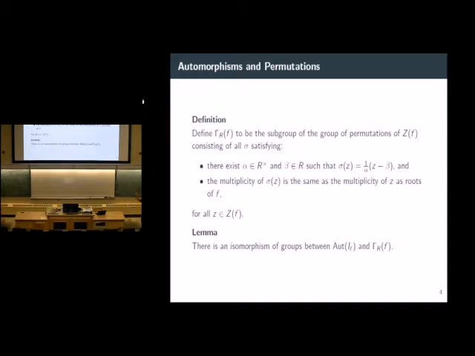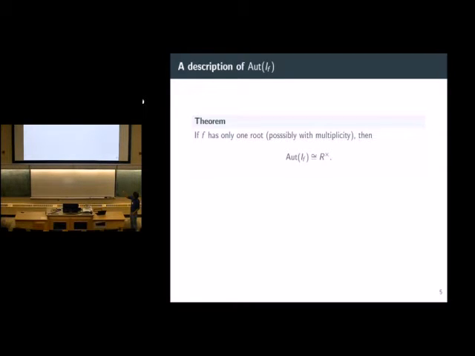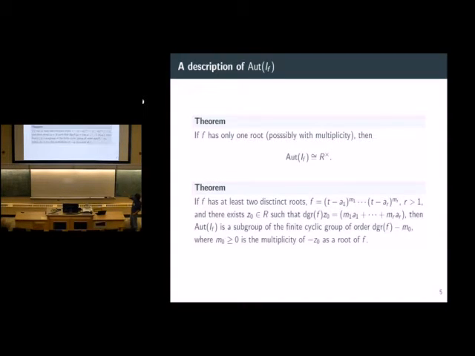Okay, so what are the main results? Well, if f has only one root, with maybe multiplicities, then the automorphism group is just the units of this ring, the units of the domain. And this is just acting on that thing over there, so you can just use the alpha. The beta is going to be 0.